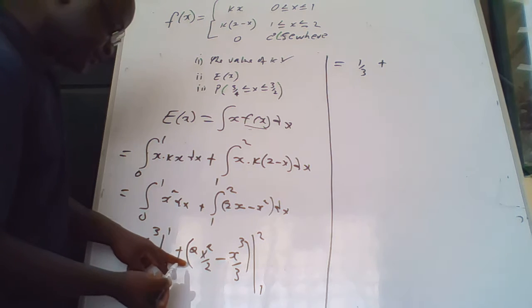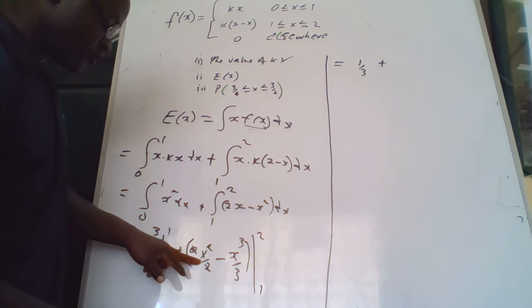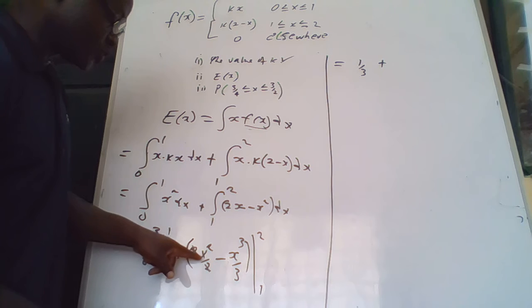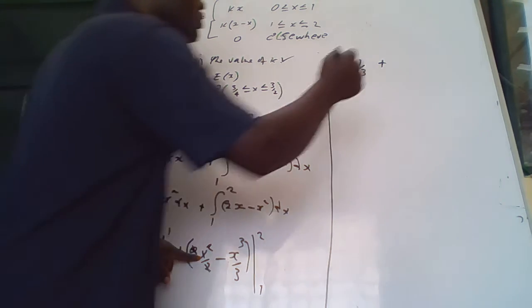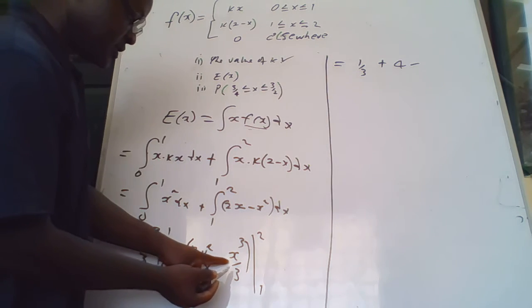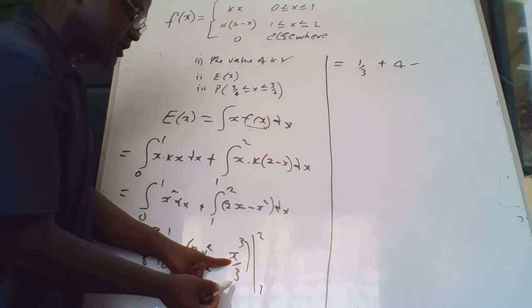Then plus, so these two and these two will cancel. So we have x squared. We substitute x with 2, so we shall have 2 squared, which is 4, minus 2 raised to 3, which is 8, so minus 8 over 3.